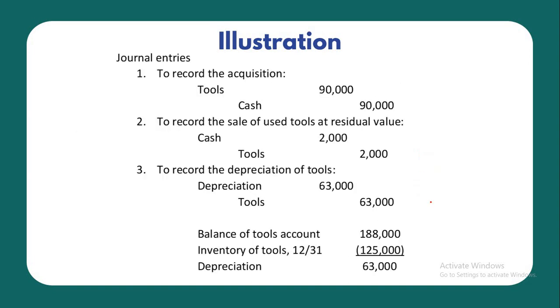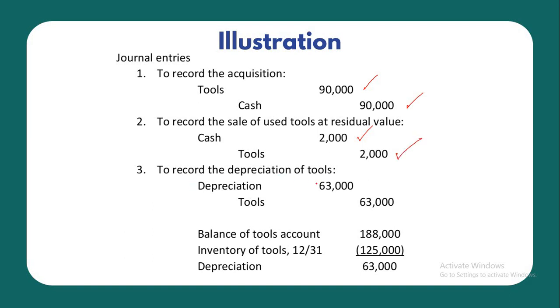Now, to record the acquisition of new tools, of course, we will be debiting the tools 90,000 and credit cash 90,000. Now, if there is a sale, okay, sale of used tools, the residual value shall be charged against the tools. Okay? Or i-credit mo ang tools equals to the residual value. So, the entity to record the sale of used tools is debit cash 2,000 and credit tools 2,000.